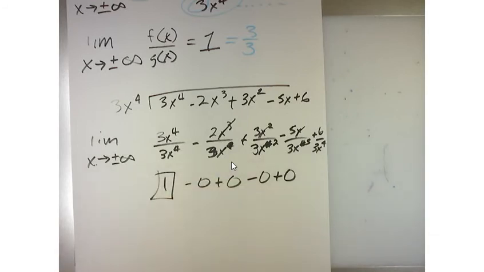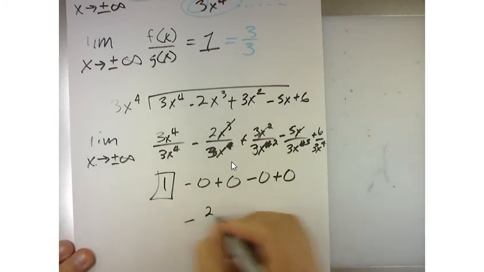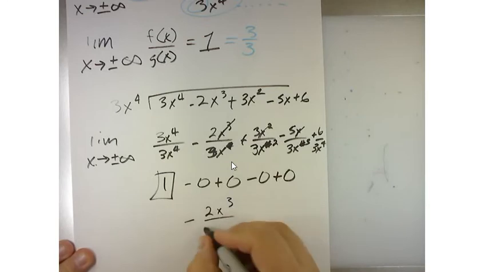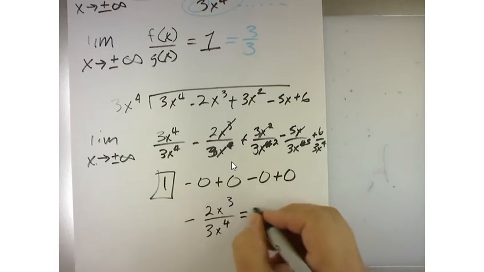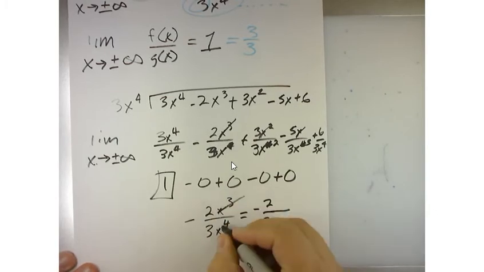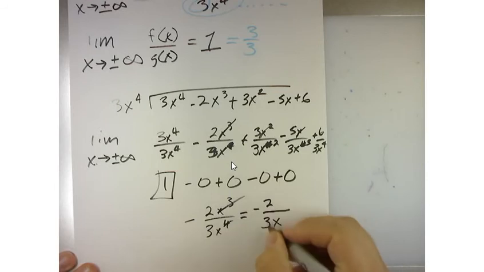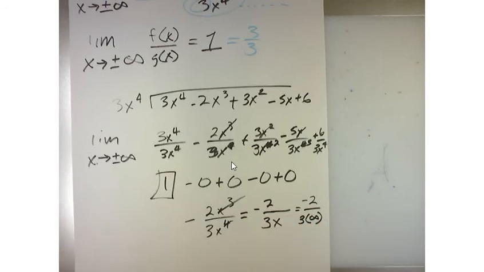Wait, why are they 0? Look at this here. If I have negative 2x to the 3rd over 3x to the 4th, when I reduce it, 3 of these cancel with 3 of these, and I've just got negative 2 over 3x. Well, if I plug in infinity, I've got negative 2 over 3 times infinity, and that approaches 0. Does that make sense?